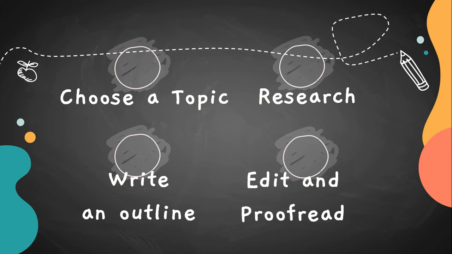What do you think is the first, second, third, and last? The correct arrangement is choose a topic as one, research is next, write an outline is the third step, and the last step is edit and read. Let's tackle one by one.